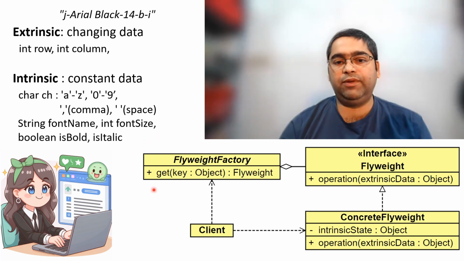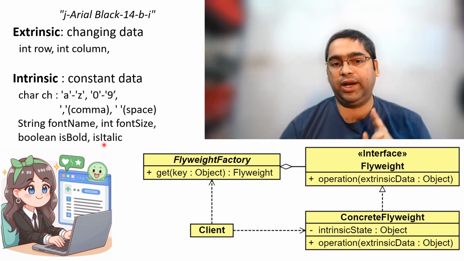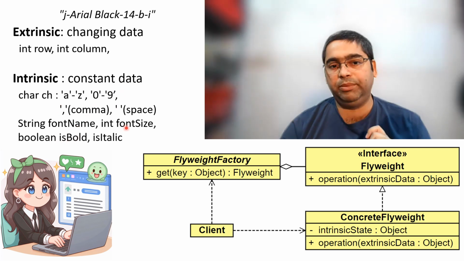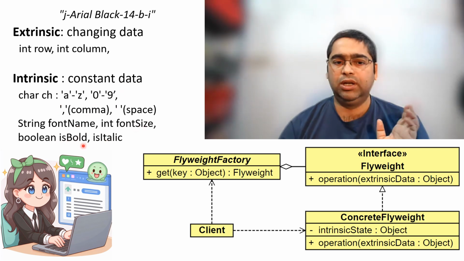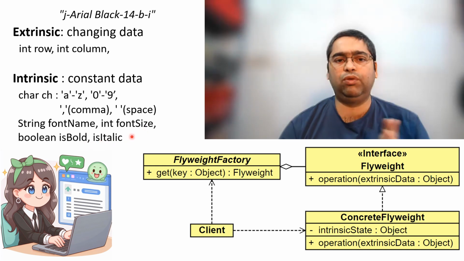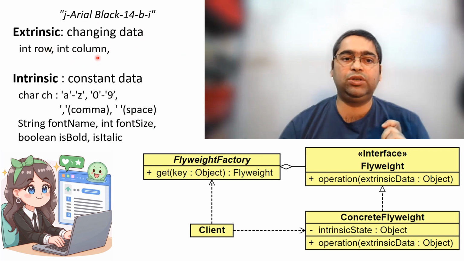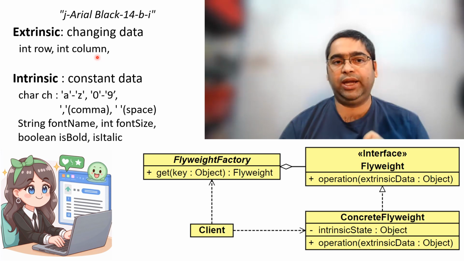What the Flyweight design pattern does is it divides the whole thing into two parts. The first one is intrinsic data, which is constant data which does not change. In our case, the character, font name, font size, bold and italic are constant or limited. The character is from a limited set, the font name is also limited, font size can be from 12 to 22, and bold and italic have two values, true or false. So these will be part of the intrinsic data. And then there is data which can change, which is the row and column. In each row and column, characters can be added or deleted.